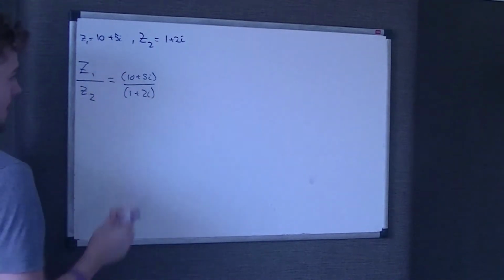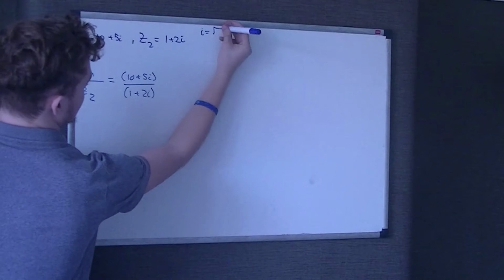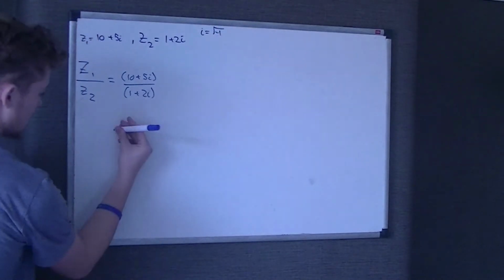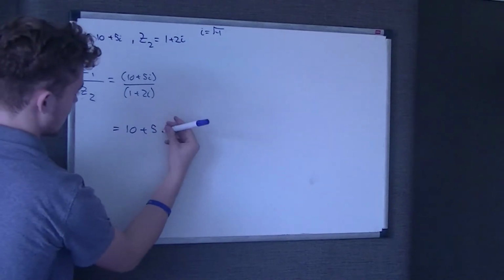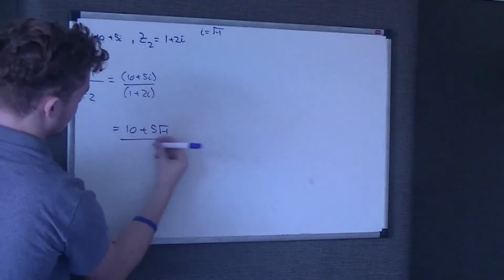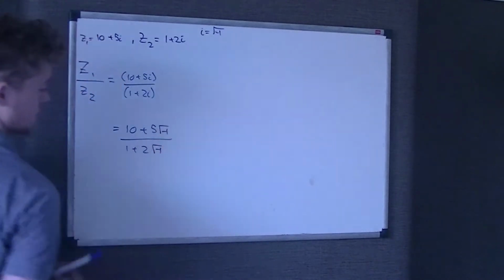However, we have to remember what i actually is. Now, i actually is root minus 1. Okay, so if we were to write this, instead of replacing i with root minus 1, it would be 10 plus 5 root minus 1 over 1 plus 2 root minus 1.